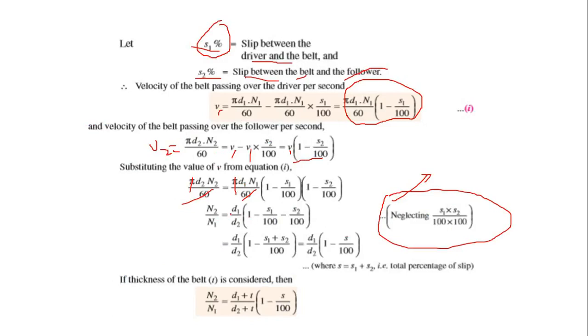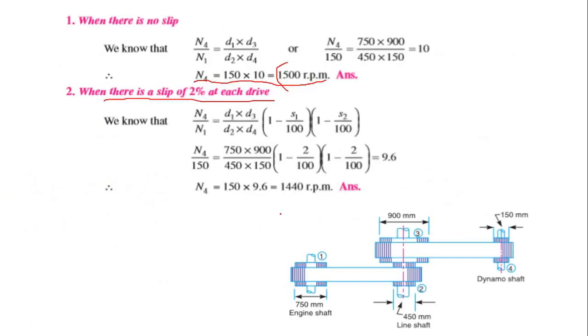This equation can be written as N1 by N2 by N1, because this is for the 2 pulleys, but this is for the 4 pulleys. Now this equation can be written as N4 by N1 equals D1 D3 by D2 D4 into the slip, which will occur: 1 minus S1 by 100 into 1 minus S2 by 100. We will put all the values, because S1 and S2 is equal to 2% with each drive. So we can write S1 and S2 is equal to 2. Now put all the values and we get N4 is equal to 1440 rpm.